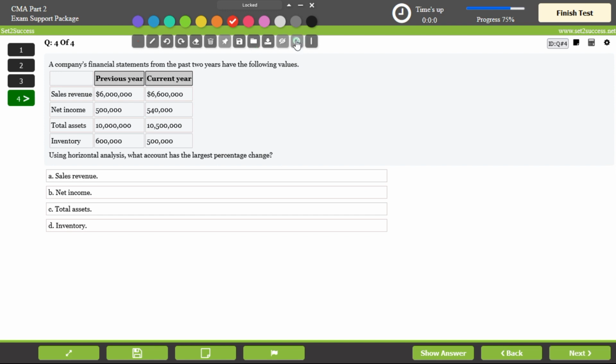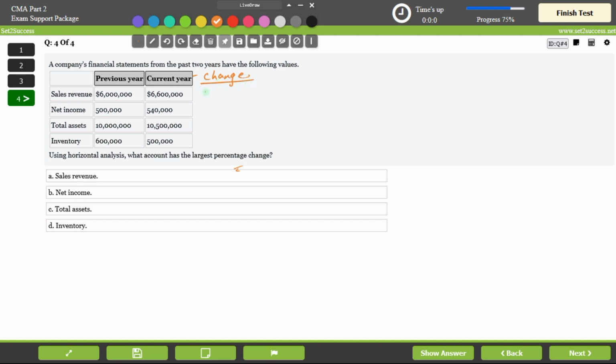Next, a company's financial statements for the past 2 years have the following values. So we have sales revenues, net income, total assets, and inventory, previous year and the current year. So let us know what they are asking for. Using horizontal analysis, what account has the largest percentage change? So first we need to find the change between the previous year and the current year.